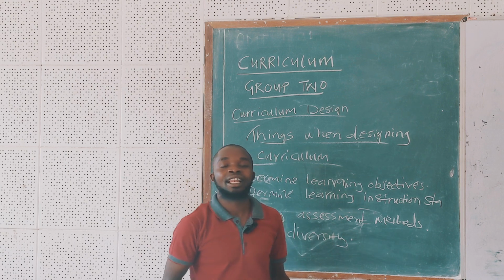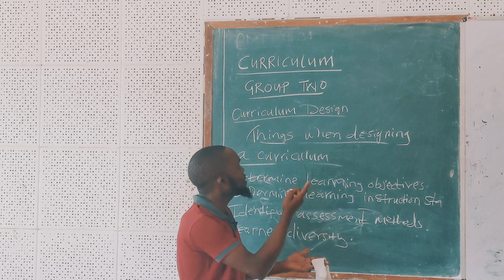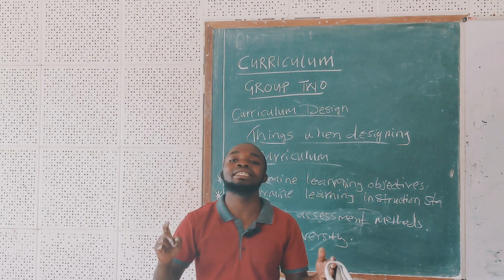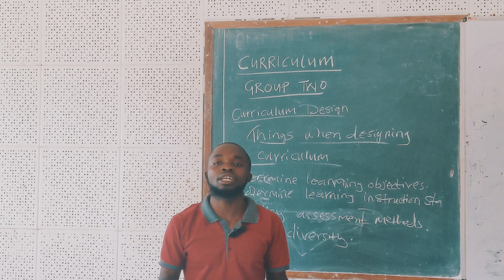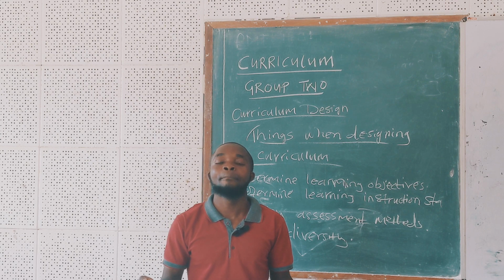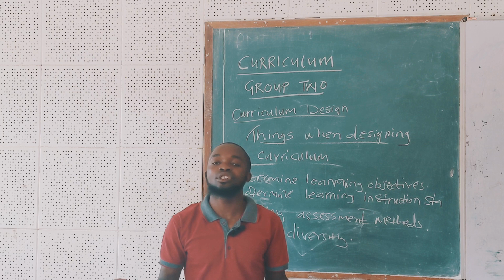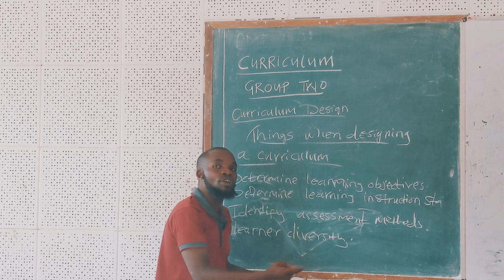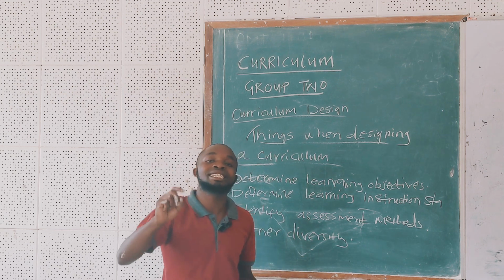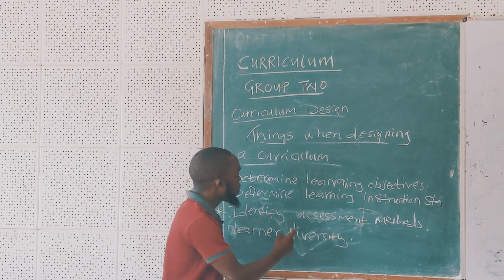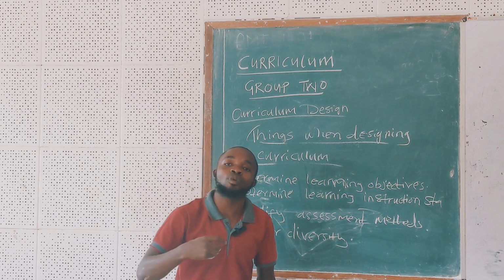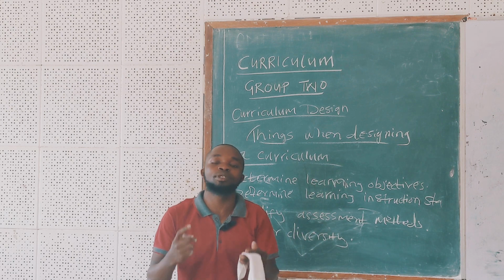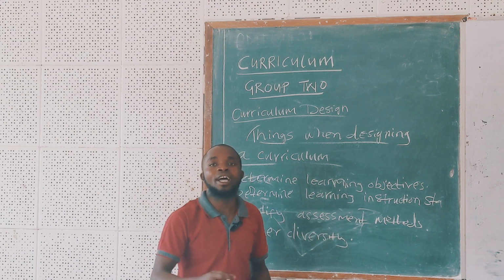What are we saying here? Learner diversity. As the designer of the curriculum, you need to know that the learners are different psychologically, mentally, and socially. So even as you are putting up the instructions and the learning objectives and everything, consider such diversities. Put ways on how learners who are slow learners as well as those that are brilliant are going to move at one pace, and everyone will be able to understand the concept.